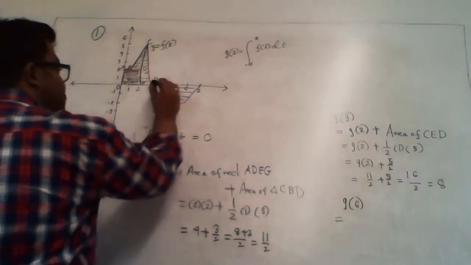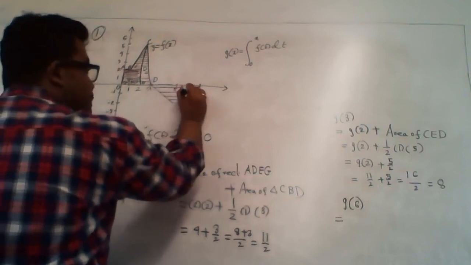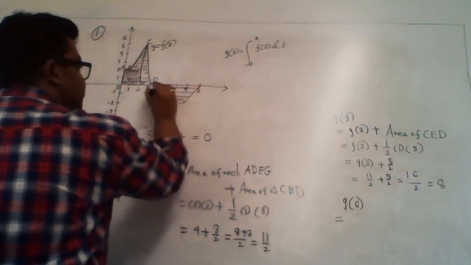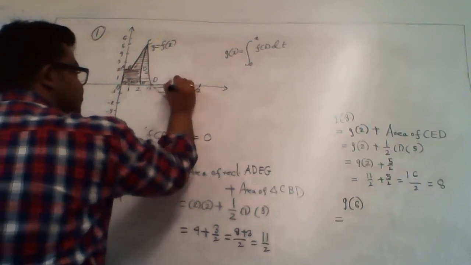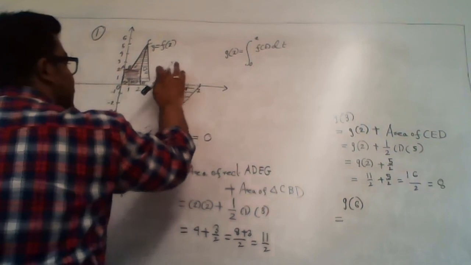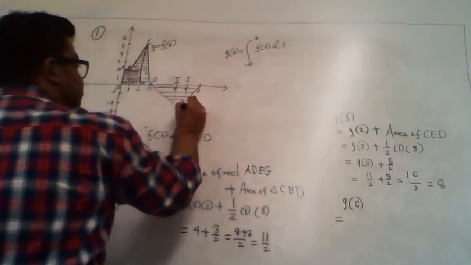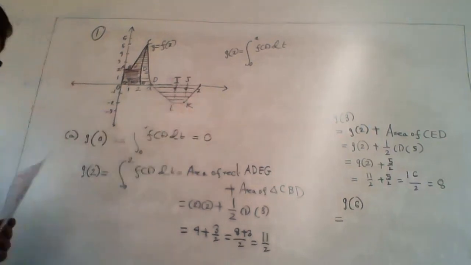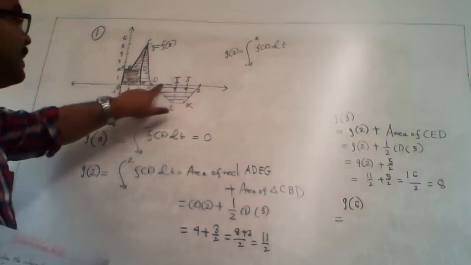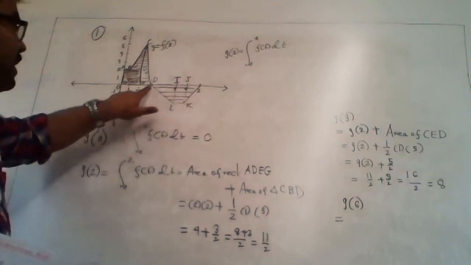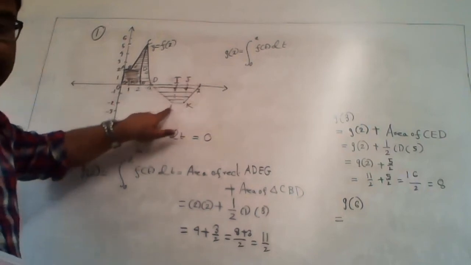So here, this is g of 6. The g of 6 means area till this. So this is the area. Let's name this D, E, F, G, H. Let's name it I, J, K, L. Right. So g of 6 means this area minus this area till 6, the area of DIJKL.